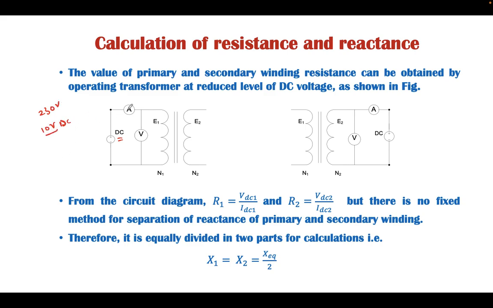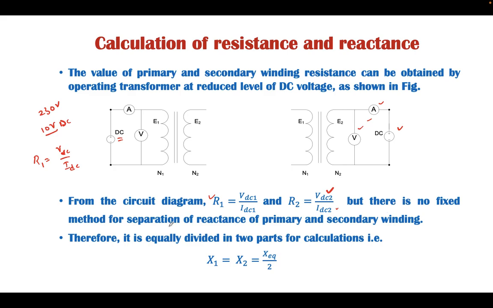On the primary side, measuring the voltage and current both, we can calculate R1, that is equal to VDC upon IDC, and that is R1 is equal to VDC1 upon IDC1 because it is connected on the primary side. Whereas to find out the resistance of the secondary side, we can connect the DC source on the secondary side at reduced voltage, and that gives R2 is equal to VDC2 upon IDC2. VDC2 and IDC2 are nothing but the readings of this ammeter and voltmeter.